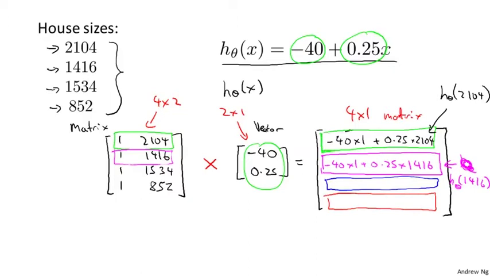And just to be clear, this thing here that I just drew the green box around, that's a real number, okay? That's a single real number. And this thing here that I drew the magenta box around, that's a real number, right? And so this thing on the right overall, this is a 4 by 1 dimensional matrix, so it's a 4-dimensional vector.